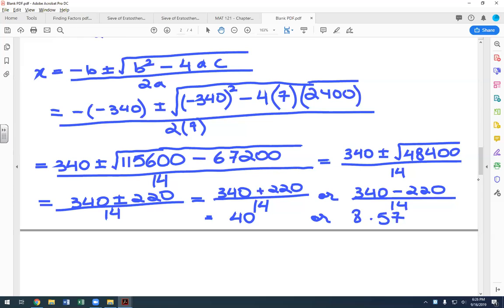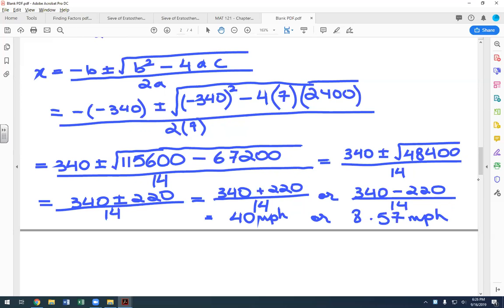What is this? Time? Miles? The rate, right? Because that's what we set our x to be, which was the speed during daytime. So that is in miles per hour. Out of the two, which seems to be a reasonable daytime speed? 8.57, because that's a terrible car. Don't put it on the market. Obviously, it's got to be 40 miles per hour, right?